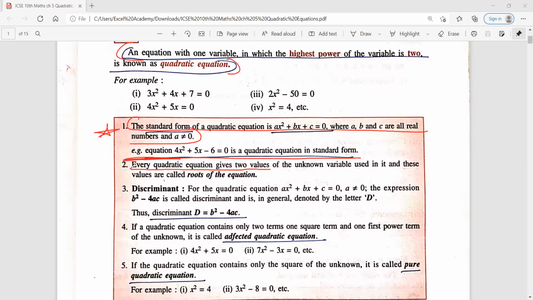Every quadratic equation gives two values of the unknown variable called roots of the equation. Write this much. Discriminant is b square minus 4ac. Write only this, this third one. Discriminant is D is equal to b square minus 4ac.